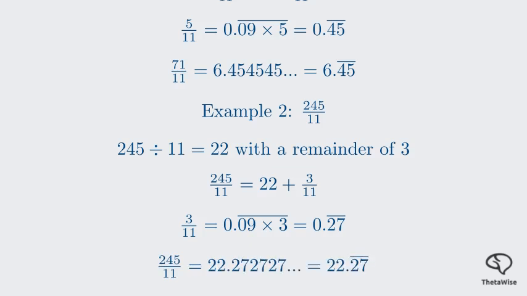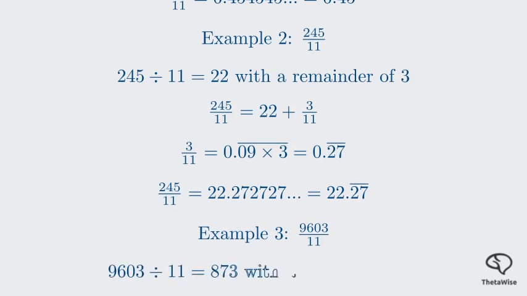9,603 divided by 11. Long division gives us 873 with a remainder of 0. This means 9,603 is perfectly divisible by 11, as we found with the divisibility test. The decimal shortcut confirms this. 0/11ths is just 0. So the answer is exactly 873. This shows how the divisibility test and the decimal shortcut work together.